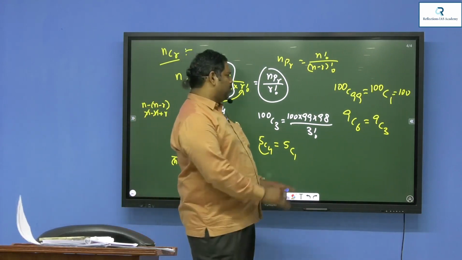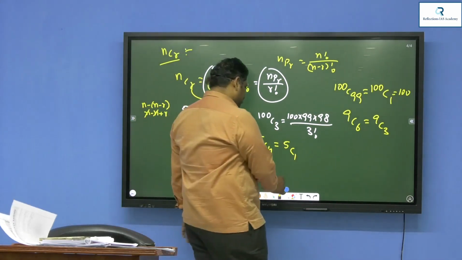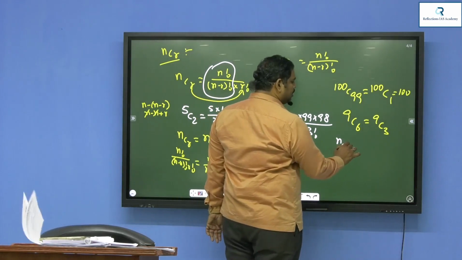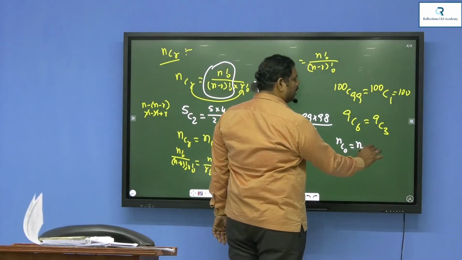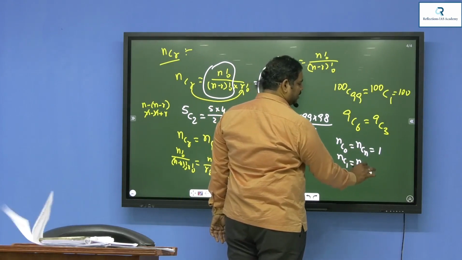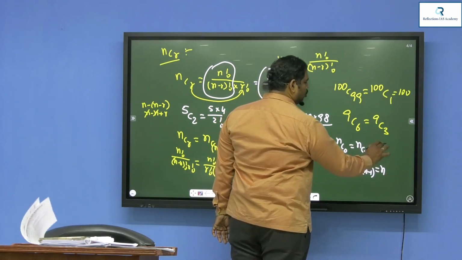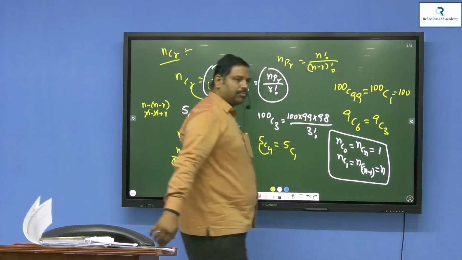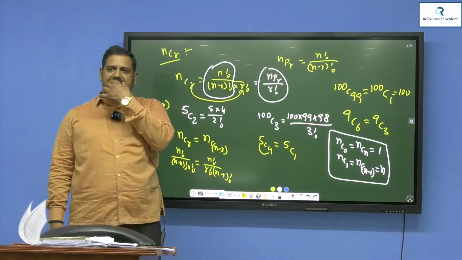Okay, good. So the basics you have to memorize: nC0 is equal to nCn is equal to 1, and nC1 is equal to nC(n minus 1) is equal to n. These are the two values you should memorize.